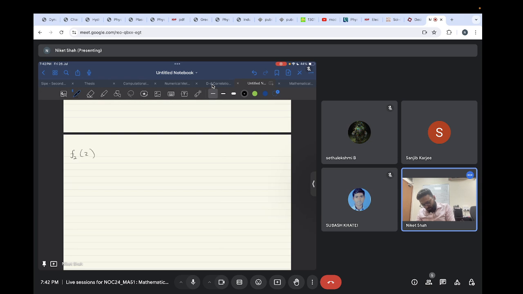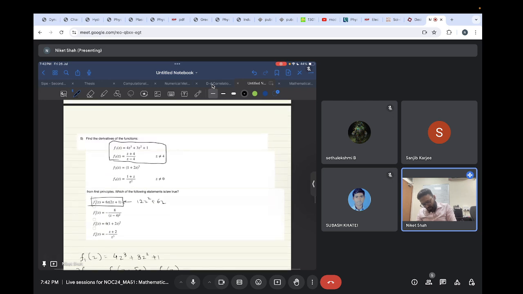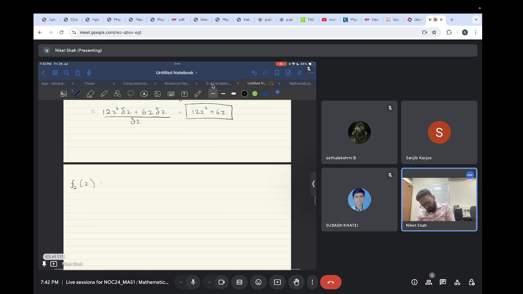F2 of z is equal to z plus 4 divided by z minus 4. And I have to take this derivative from first principles itself.